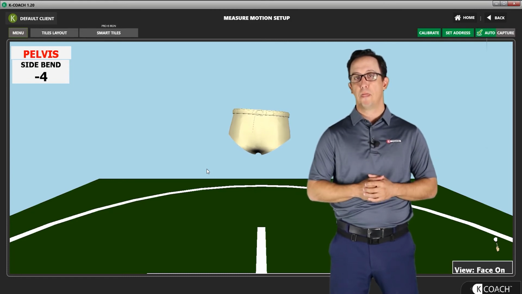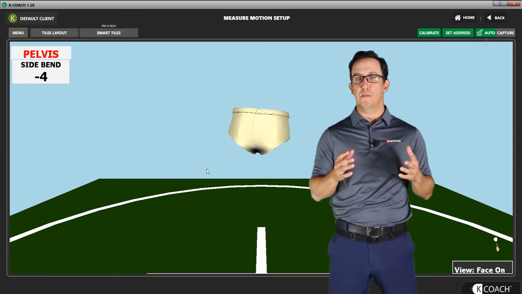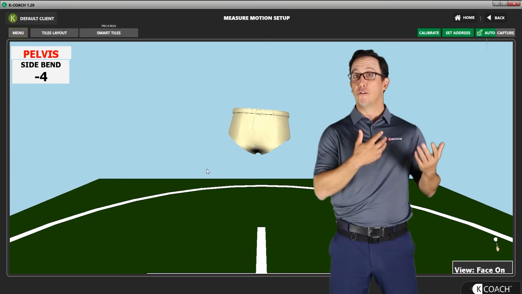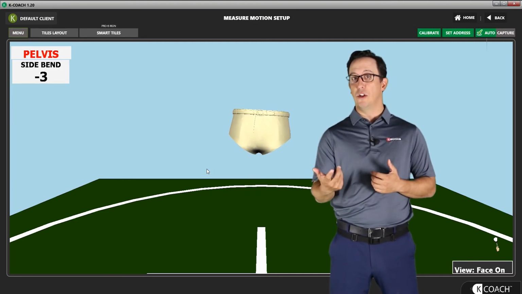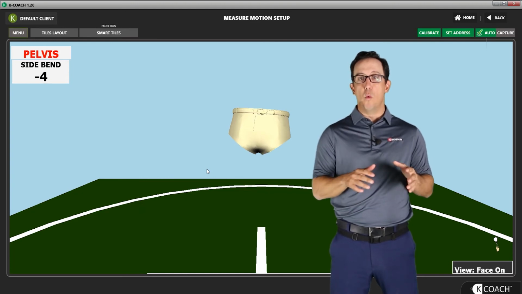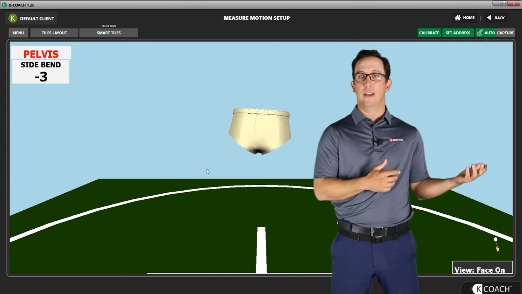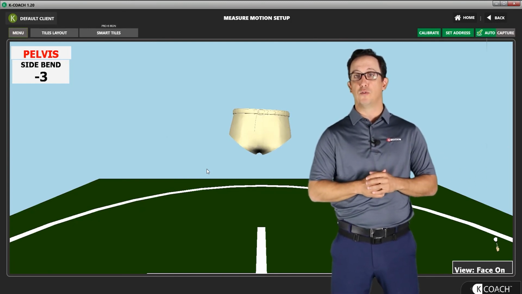In conclusion, pelvis side bend is an extremely important movement in controlling how steep or how shallow the club moves throughout the swing. If we cannot control the steepness or shallowness of the club, then there is no way to control our golf shots. Try training side bend and see how quickly you can create more neutral swing planes for your students.